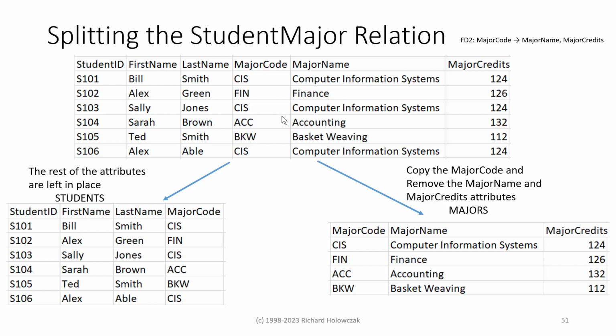Here's the original. We find out that major code determining major name and major credits is a transitive dependency, so we're going to use this as our guide. Here we make a copy of major code, and we remove major name and major credits, and we decided to call that the majors relation. What's left over? Student ID, first name, last name, and the copy of our major code. Remember, we don't remove major code, we just leave a copy behind. Make a copy, leave it behind. If we ever need to bring this together again, we have major code that we can join together on here.